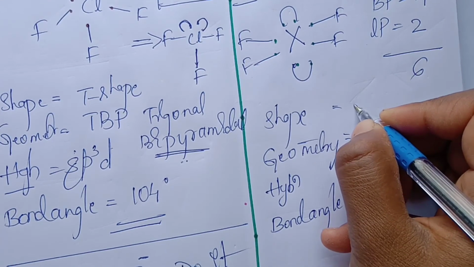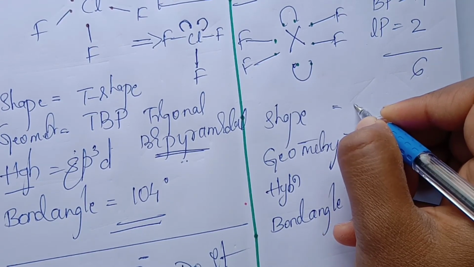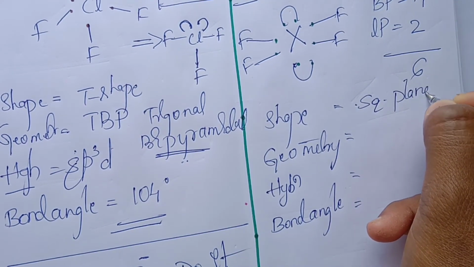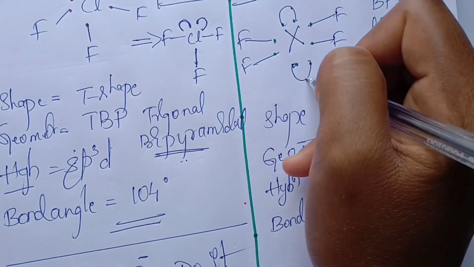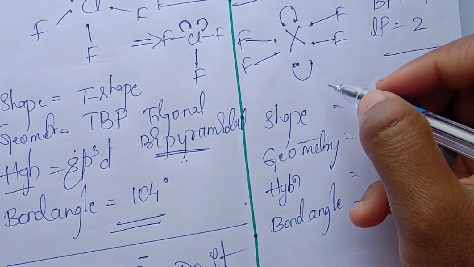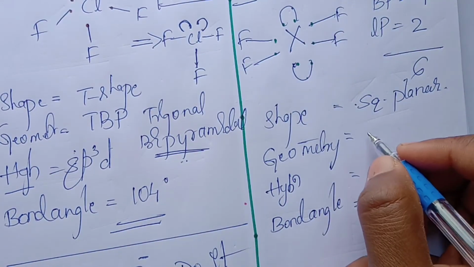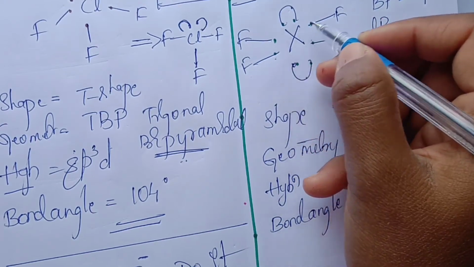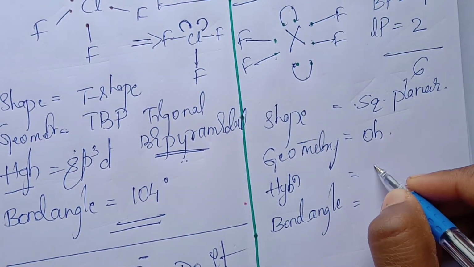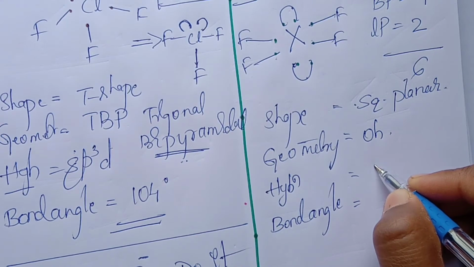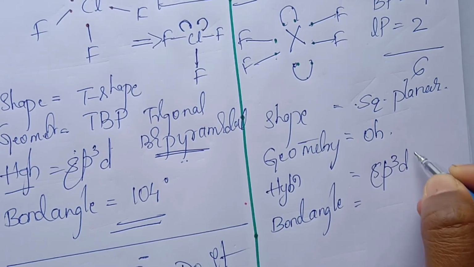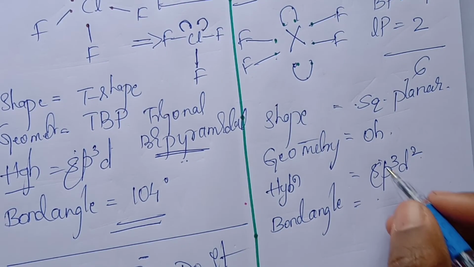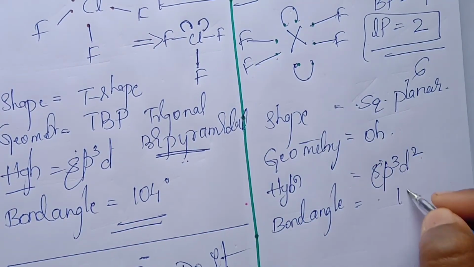Shape: only bond pairs are considered. Shape will be square planar, because the two lone pairs create repulsion on the central atom. Okay. Geometry: octahedral, because there are 6 pairs. 1 2 3 4 5 6. Octahedral. Then hybridization: sp3d2, 3 4 5 6. Okay. Next, bond angle. With 2 lone pairs, right? 104 degrees.